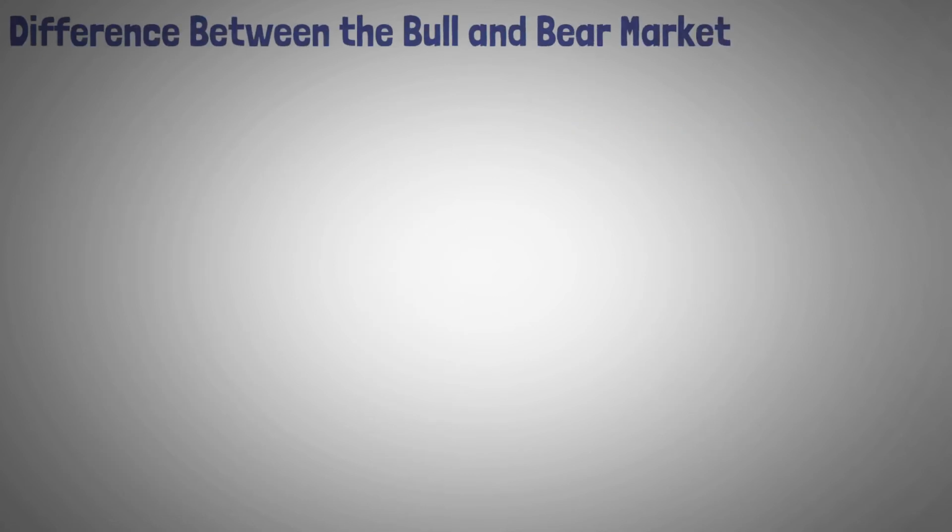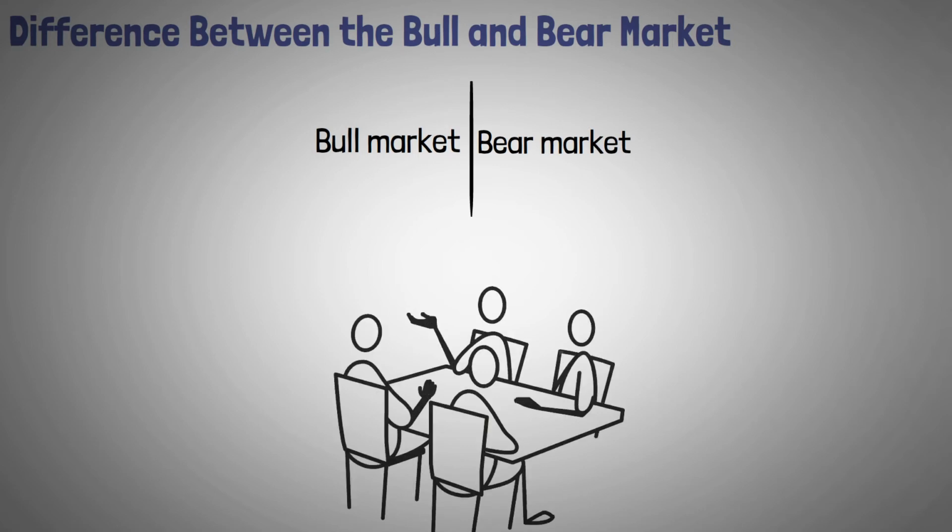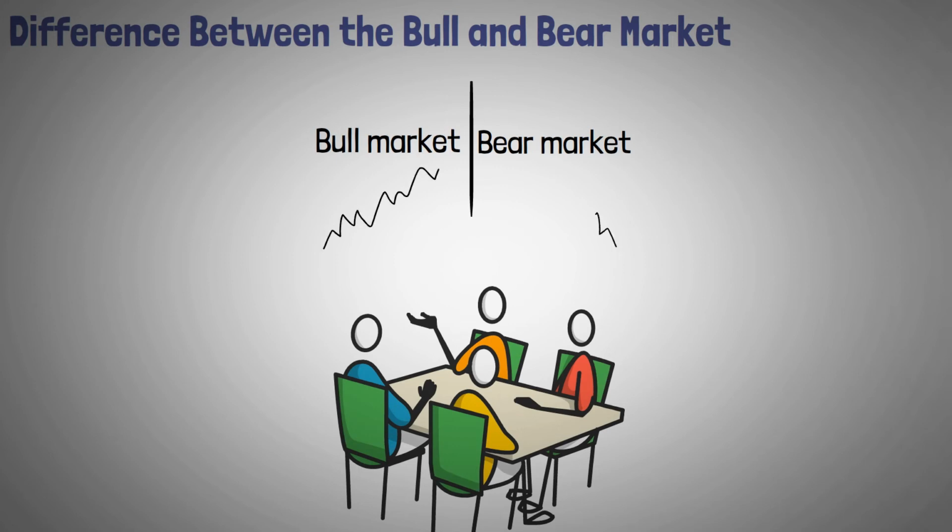Difference between the bull and bear market. Now that we have a complete understanding of the bull and bear market, let us shift our focus to the difference between the two. It will help the traders and big business tycoons better understand the market trends. As mentioned above, the stock prices are increasing in the bullish market and declining in the bearish market. It is one of the most important differences between the two.